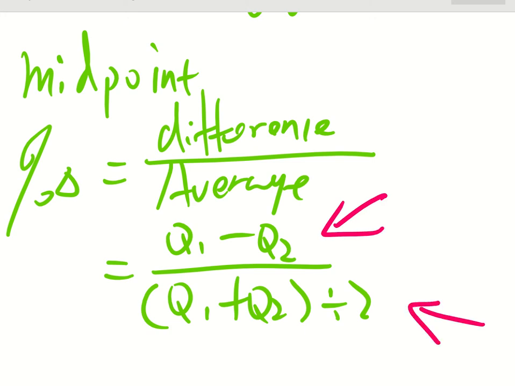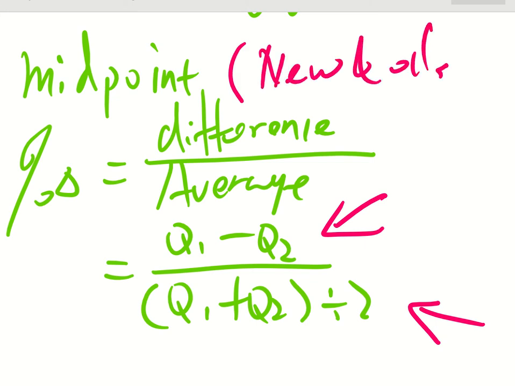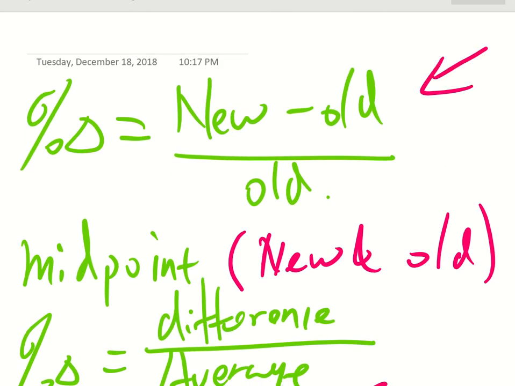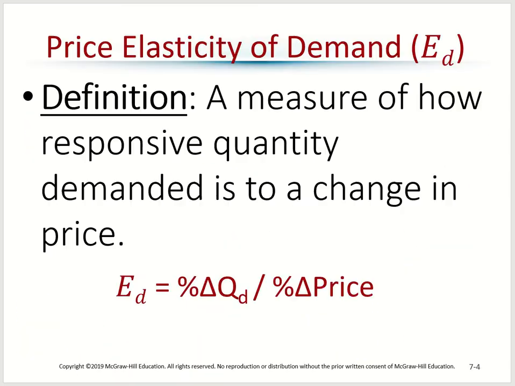Now, the benefit of using the midpoint method is that we don't have to know which one is new and which one is old, because they're all coming in the same difference and same average, so there wouldn't be any difference between the two. But if you know which one's new and which one's old, use the first formula: new minus old divided by old. All right, so let's look at the example here.